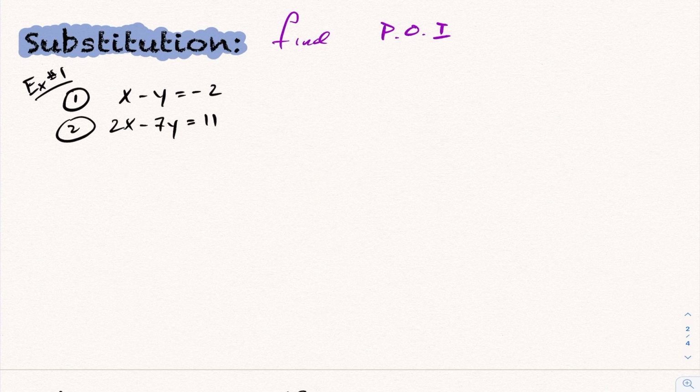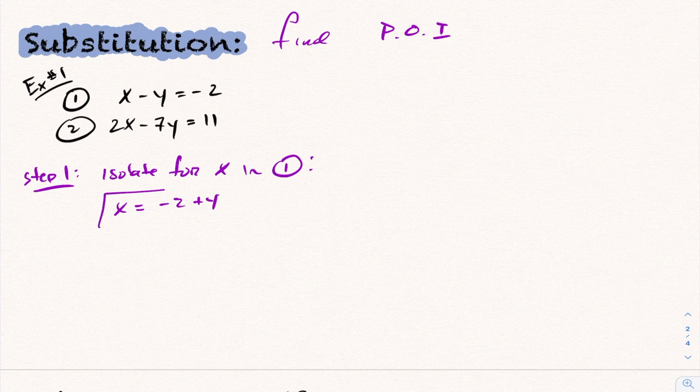Well, using the method of substitution, what you do is you pick a variable and you pick an equation that has a 1 in front as one of its coefficients. So if I go to equation 1 here, I can either choose to isolate for the x or isolate for the y. So step 1 here, we're going to isolate for x in 1. So I'm going to choose to take equation 1 and I'm going to isolate for x. Well, if I isolate for x in 1, we get x equals -2 plus y. So notice here I've isolated for x in equation 1.